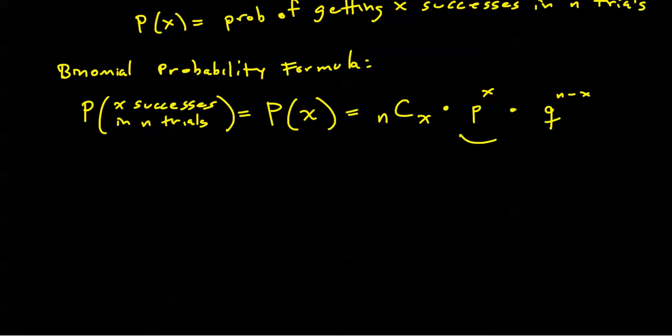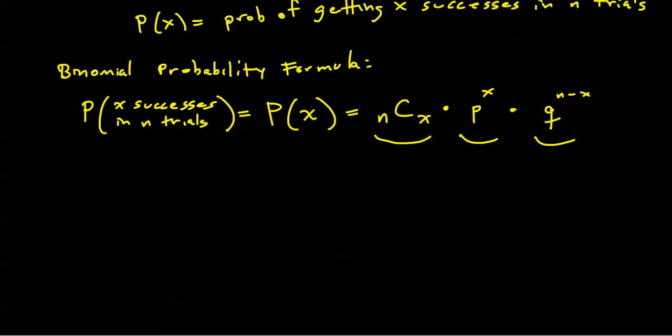Note, this component here represents x successes, so raise p to the x power, and you're looking for the component of x successes. Well, if you've got x successes, you've got n minus x failures, and this component represents the probability of n minus x failures. And this factor here, n choose x or n combine x, it's really the number of ways to arrange x successes and n minus x failures.